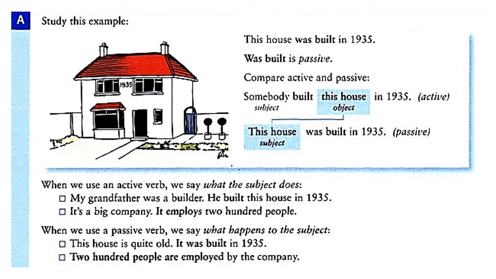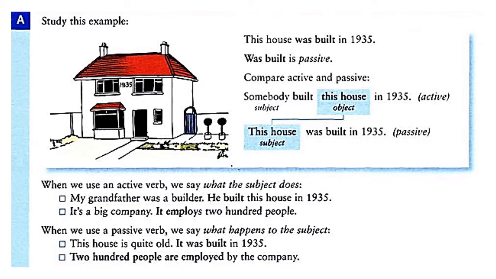Somebody built this house in 1935. This house was built in 1935. We have subject and passive. The object becomes subject. When we use an active verb, we say what the subject does. My grandfather was a builder. He built this house in 1935. It's a big company. It employs 200 people.